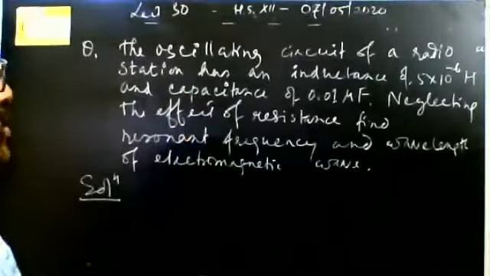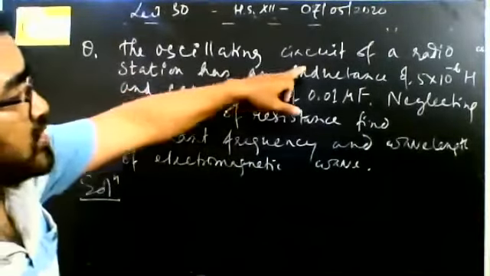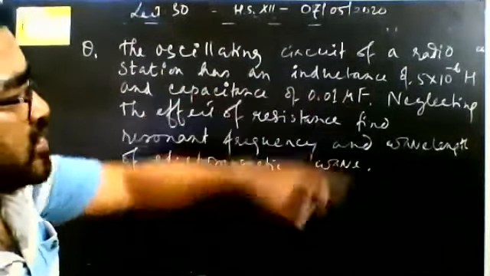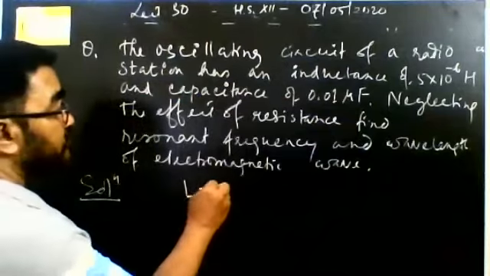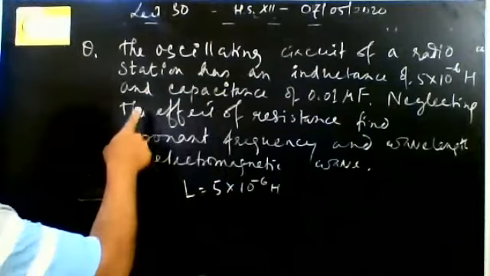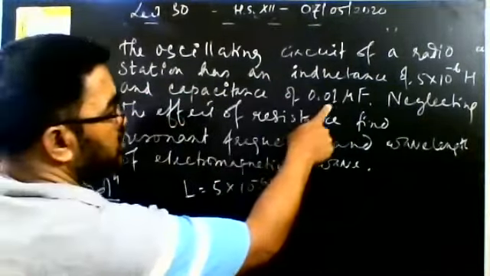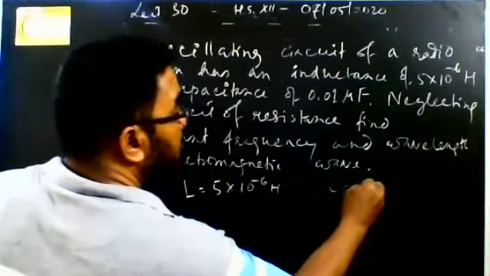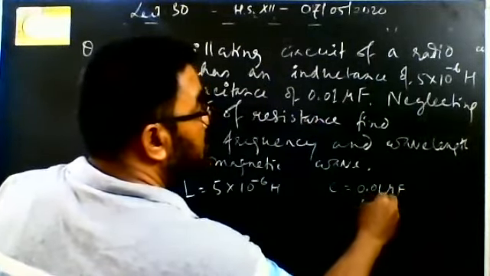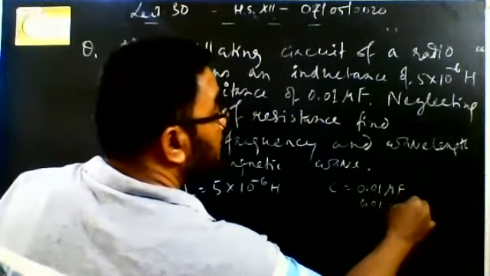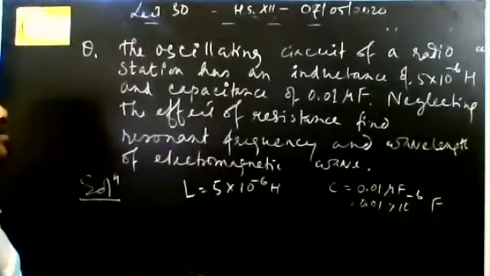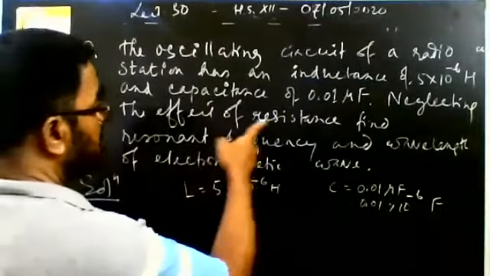So your problem is: the oscillating circuit of a radio station has an inductance of 5 into 10 to the power minus 6, that is given, L is equal to 5 into 10 to the power minus 6 Henry. What are the other conditions given? A capacitance of 0.01 microfarad. C is 0.01 microfarad, which should be converted into farad as 1 into 10 to the power minus 8 farad. Okay, and you are asked to find out the frequency.